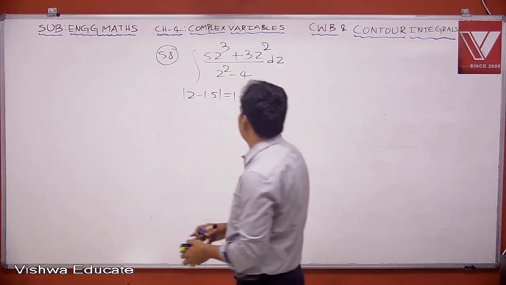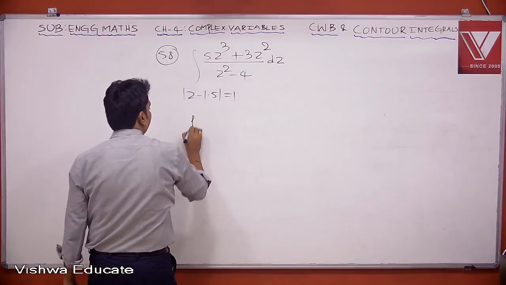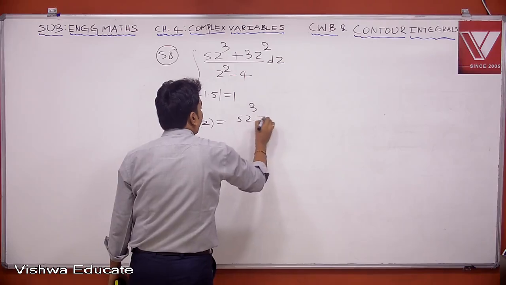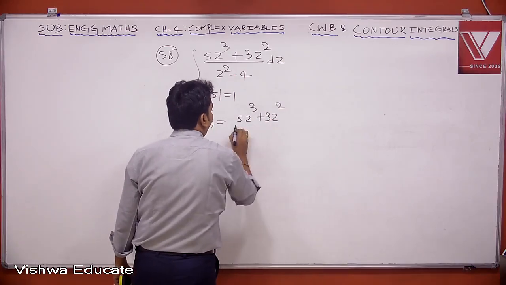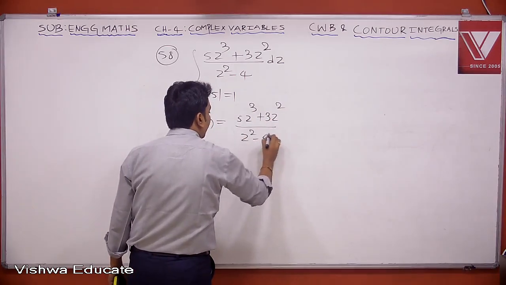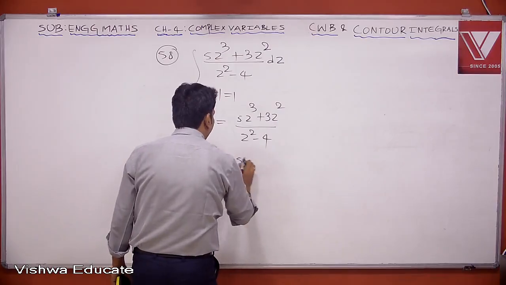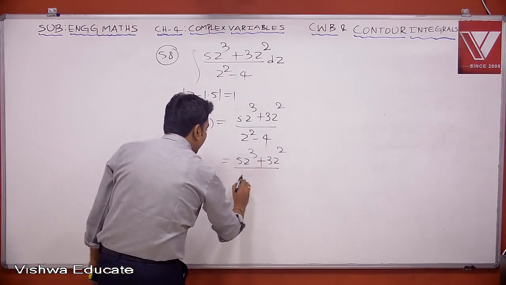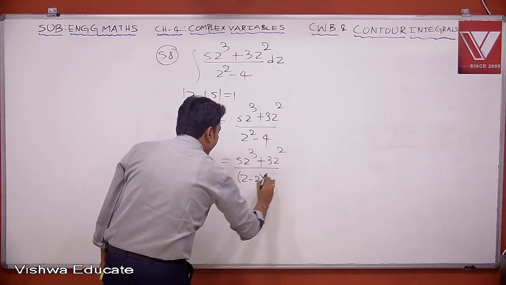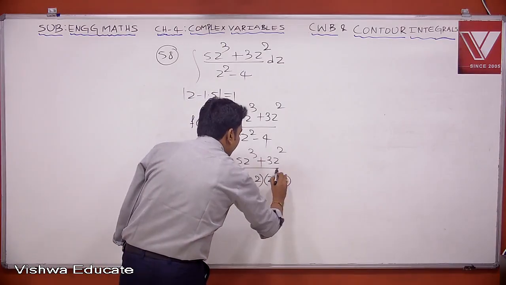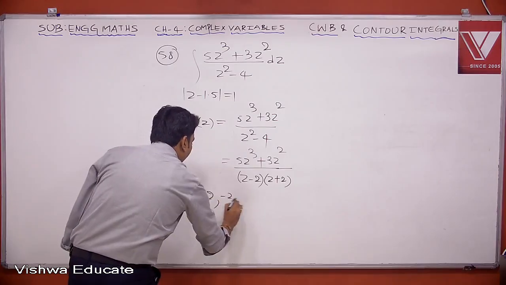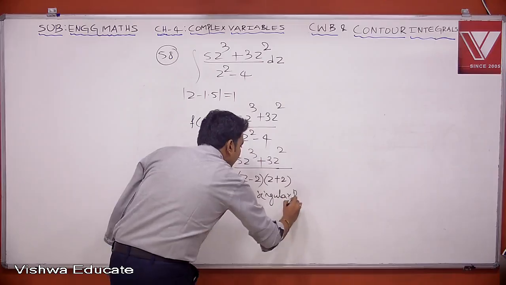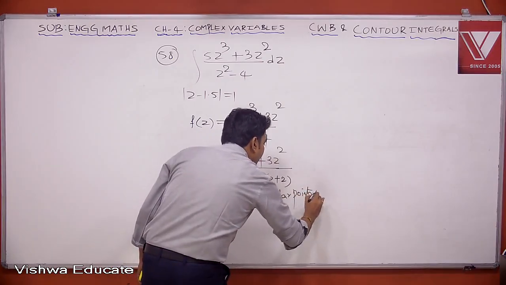Now look at this. Here, what is f of z? f of z is the given function. So this is 5z cube plus 3z square divided by z square minus 4. This denominator can be written as z minus 2 into z plus 2. Therefore 2 comma minus 2 are singular points of f of z.